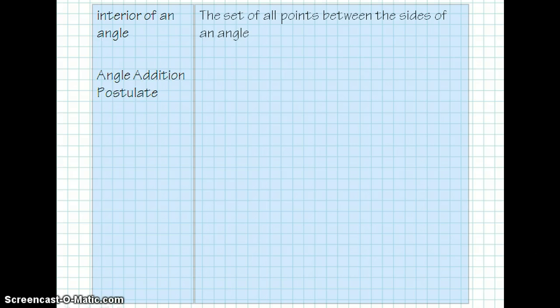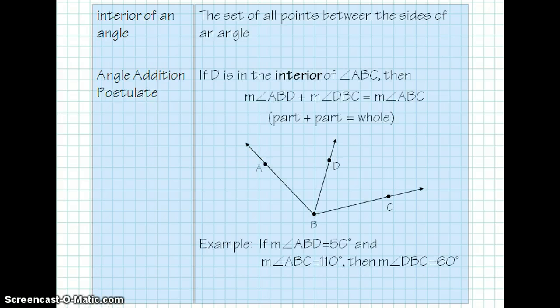The interior of an angle is the set of all points between the sides of an angle, which gives us our angle addition postulate, which says that if D is in the interior of the angle, and we draw a ray from the vertex through that point, then it basically cuts the angle into two different pieces. Now the part plus the part has to be equal to the whole thing. So if the measure of angle ABD is equal to 50, that's the angle on the left, and the whole thing, the measure of angle ABC, is 110, then we can find the measure of the angle on the right, or angle DBC, by subtracting 50 from 110, and we get 60.